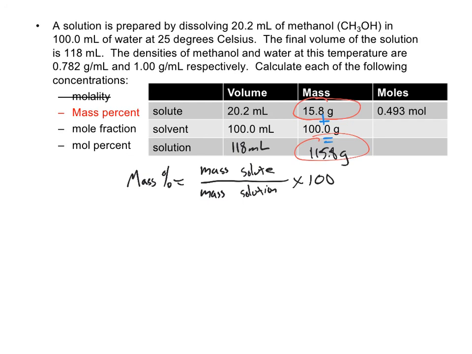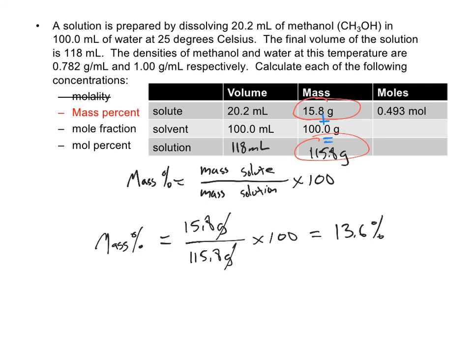I can just plug in my numbers. So I have 15.8 grams divided by 115.8 grams times 100. And you can see when we do mass percent, right, the grams are going to cancel. And so the mass percent, like mole fraction and mole percent, doesn't have units. And I get a mass percent of 13.6%.